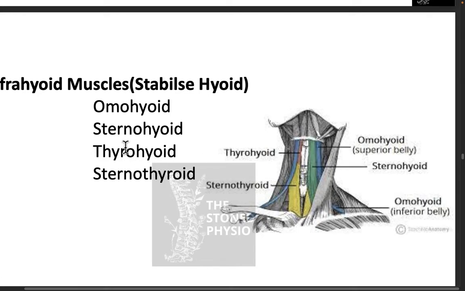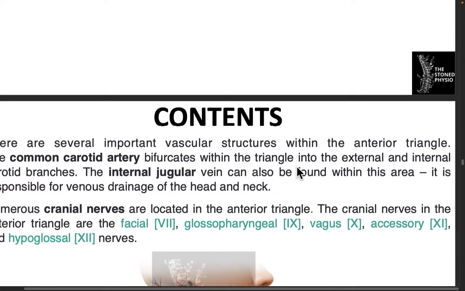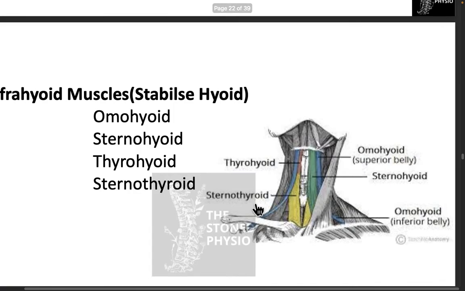You can just remember that in one muscle we have thyroid at the start, and in another muscle we have thyroid at the end. We will talk about the thyroid gland later, but to remember this in the infrahyoid muscles, in one muscle we have thyroid in the initials, and in another one we have thyroid at the end. So the sternothyroid goes from the sternum up to the thyroid, and from the thyroid up to the hyoid we have the thyrohyoid.